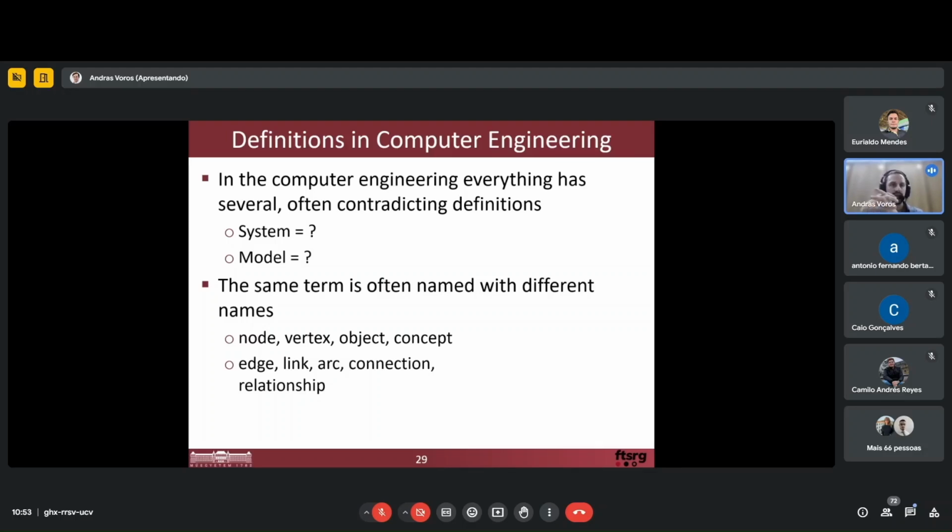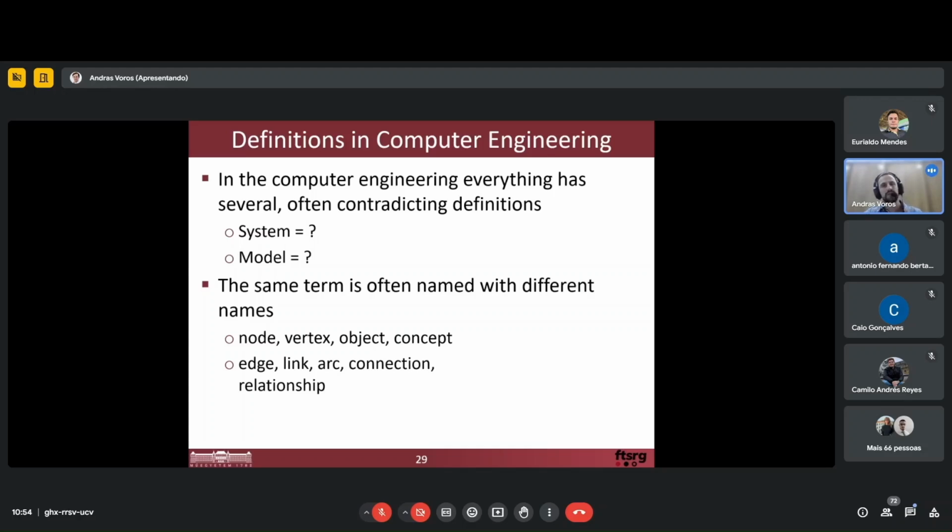So in computer engineering, everything has several, often contradictory, definitions, and when we are developing graphs and structural models, the situation is the same. So we have to think about what we consider a system and what we consider a model. And whenever you use systems engineering language, that will help you to precisely define these things. And in computer engineering, the same term is often named with different names.